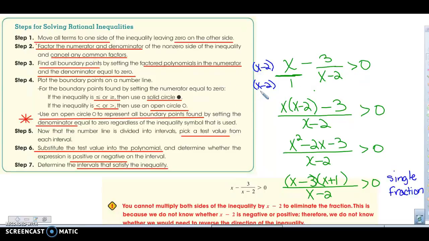So once again, step 1, you move everything over to one side, you have 0 on the other. You combine terms if necessary to create a single fraction.